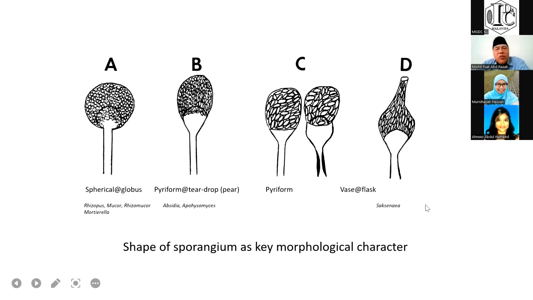First of all, we can look at the difference in the sporangium shape. Saksenaea has a flask shape, so it's the only fungus that has this sporangium shape. In Rhizopus, Mucor, and Rhizomucor, the sporangia are normally spherical or globose. In Lichtheimia, they are pyriform or teardrop shaped.